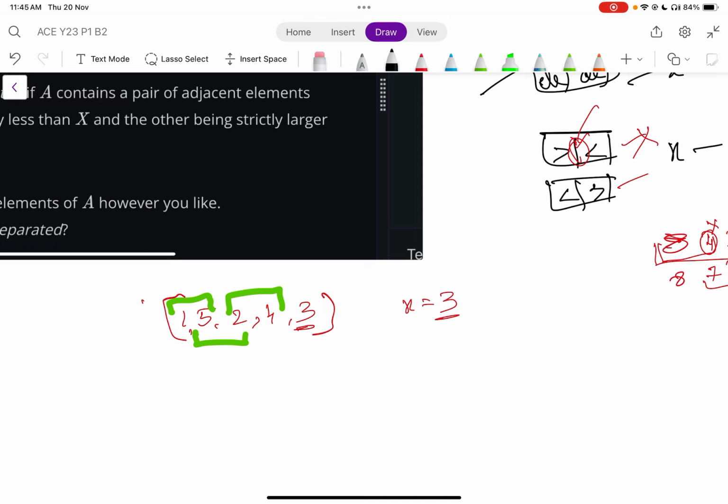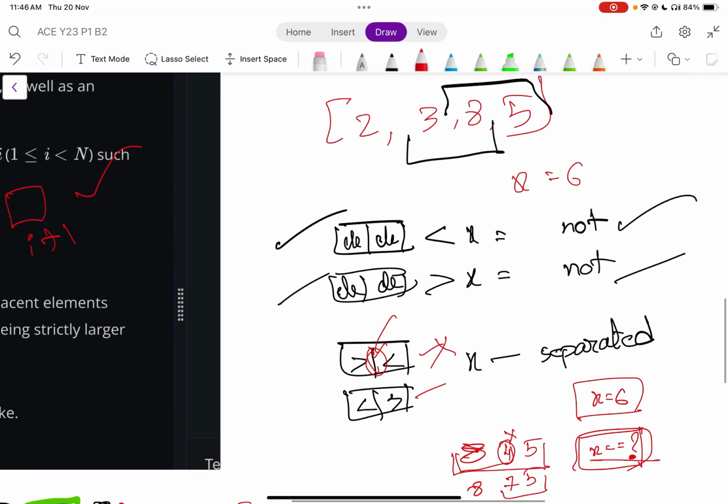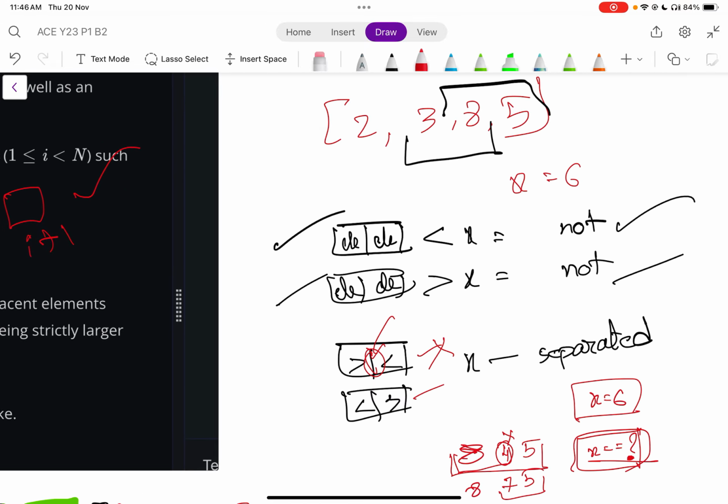So if I try to keep my 3 in between the first pair, I can make that pair not make x separated. But what about these other pairs, 5 and 2, and 2 and so on? I don't have that many 3's, right? So how can I rearrange this array in such a way where my requirement is satisfied? Okay. So by putting in one element also we can achieve it, and there we came across two situations where x will not be considered a separated number. What are those two scenarios?